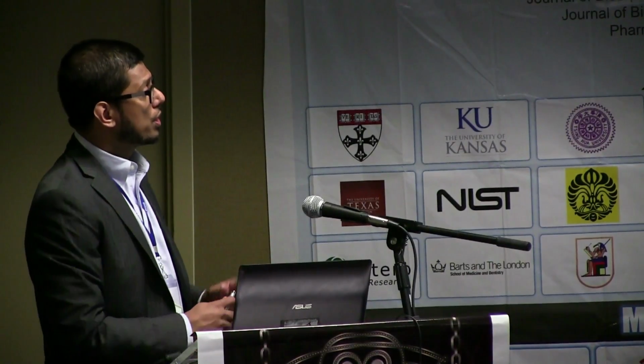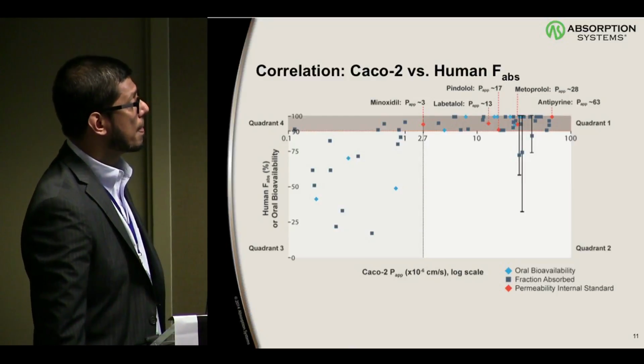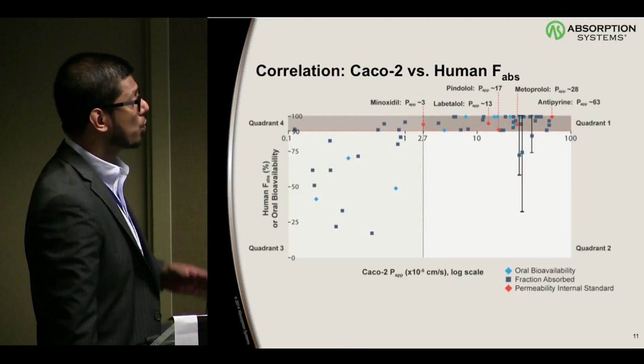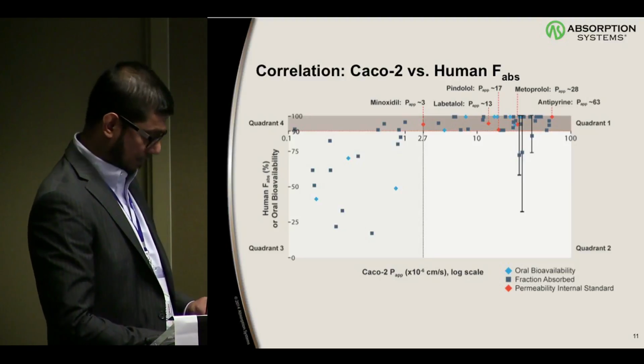It applies primarily to BCS Class 1 drug products, and can also apply to BCS Class 3 depending on the jurisdiction. And essentially what this graph illustrates is the correlation between human absorption versus what you obtain using an in vitro model like the CACO2 cells.